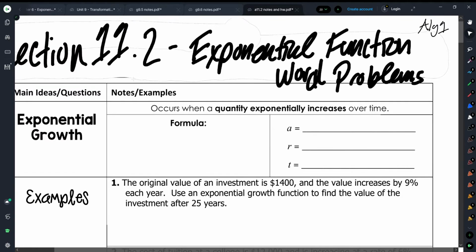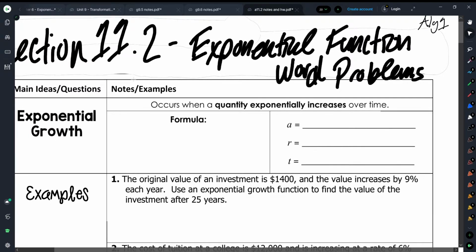Today's section 11.2, which is exponential function word problems. Okay, we're talking about exponential growth and exponential decay. Exponential growth occurs when a quantity exponentially increases over time.